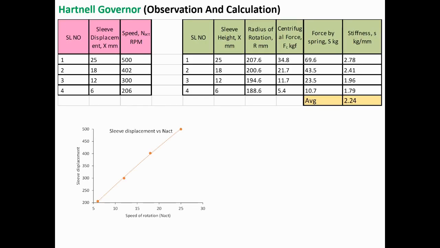After performing the experimentation of the Hartnell governor, I have represented this data. On the left, in the pink table, these are the 4 data points I collected during the experimentation. Corresponding to this data, I have calculated these parameters, and tried to find out the average stiffness of the spring installed in this Hartnell governor. Finally, I plotted the slip displacement versus slip speed of rotation curve. Thank you for your attention.